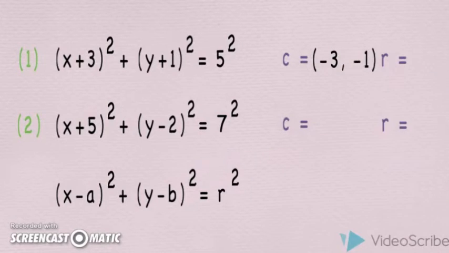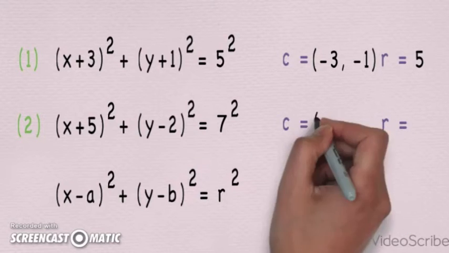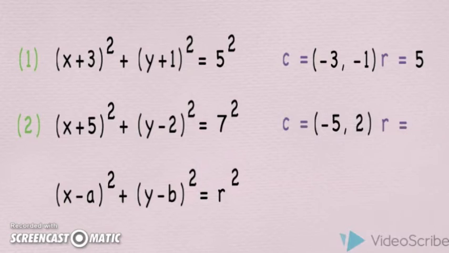For the first, since x plus 3 is the same as x minus negative 3, and y plus 1 is the same as y minus negative 1, we can see our center is at negative 3, negative 1. Also, since R is 5, the radius is 5. For the second, same thing. Since x plus 5 is the same as x minus negative 5, and we are given y minus 2, the center is at negative 5, 2. And again, since r equals 7, our radius is 7.